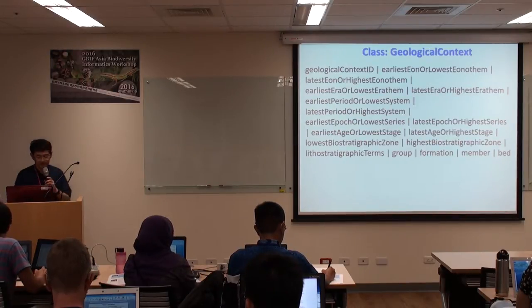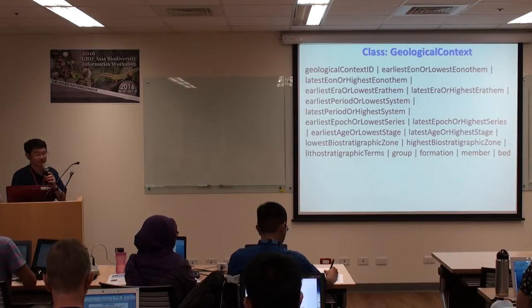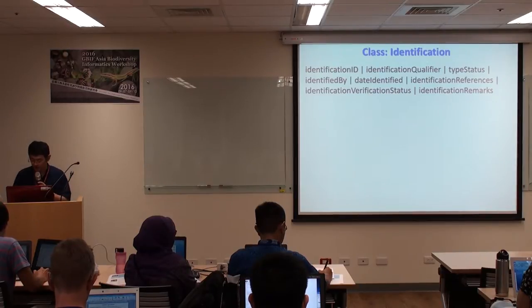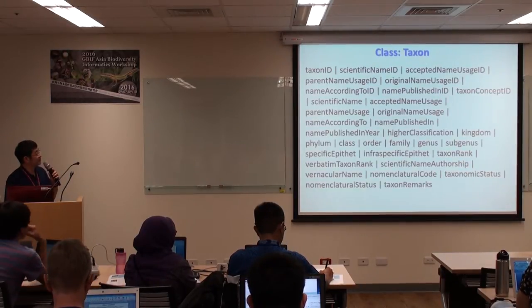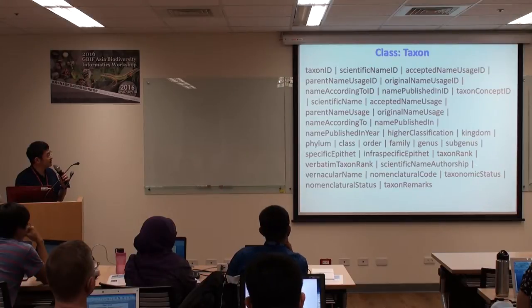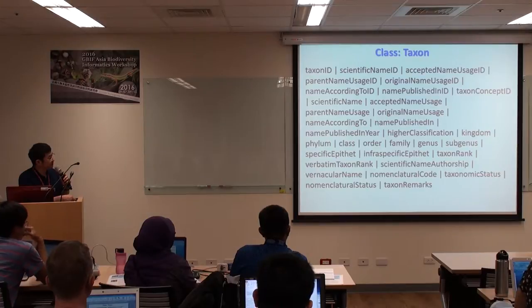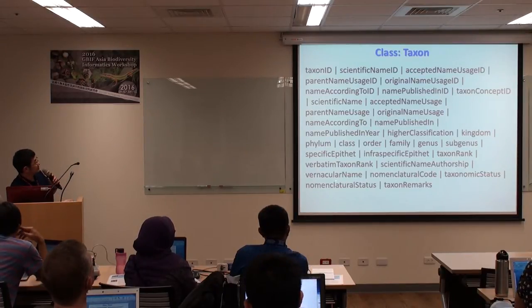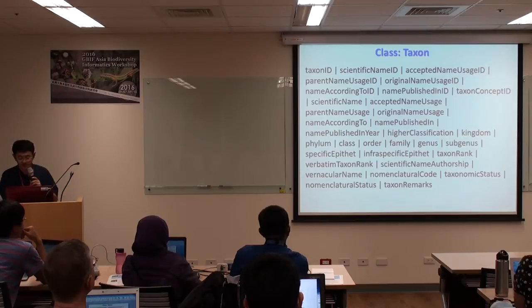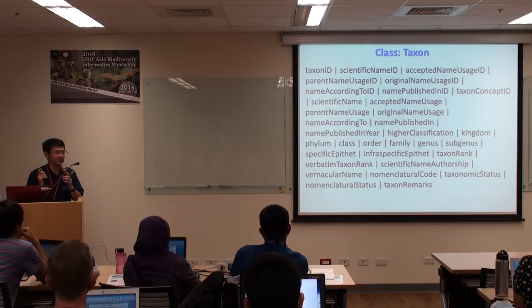Okay, geological context is something like that. I can never explain this one because I'm not familiar with fossils. And identification: who identified it and how accurate this identification is. Next I'm talking about taxon. Again, starting from kingdom, phylum, class, order, and genus, subgenus, specific epithet. These are included separately, but at the same time they can be put in a single field, like scientificName. Where is scientificName? Oh yeah, scientificName.